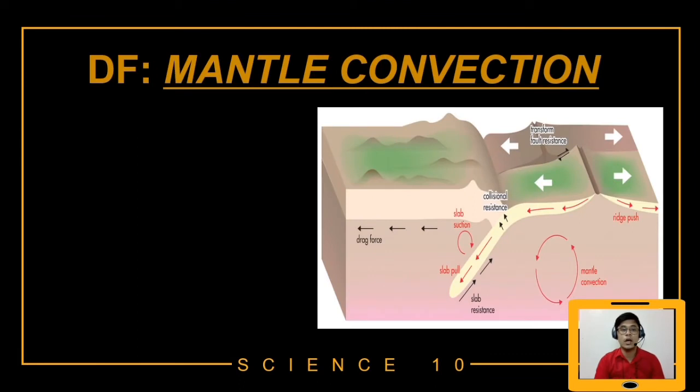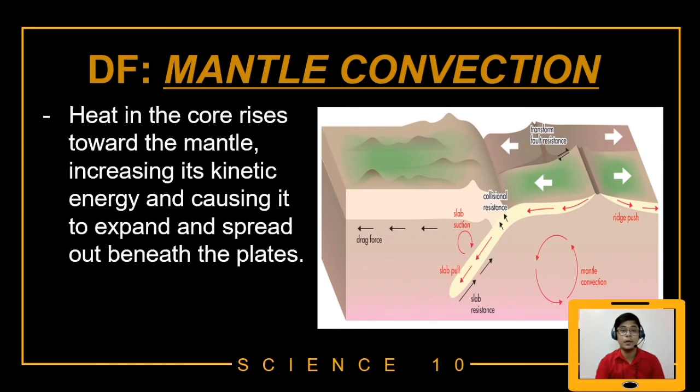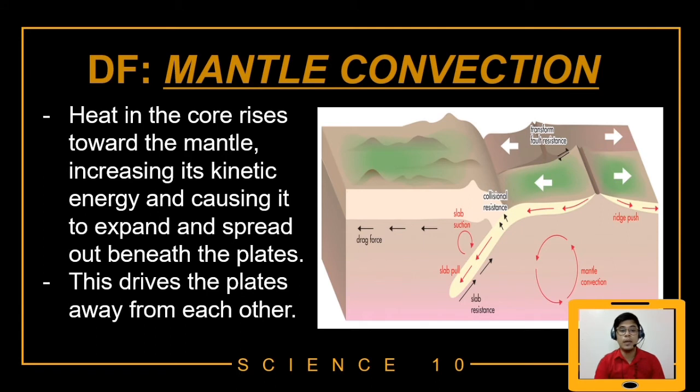Let's have the first one, which is the mantle convection. So you can see here the mantle convection, and mantle convection is somewhat related to the convection current that happens in the mantle. Okay, and it is heat in the core rises toward the mantle, increasing its kinetic energy and causing it to expand and spread out beneath the plates, and this drives the plates away from each other. So this mantle convection is the reason why two plates are moving away from each other.